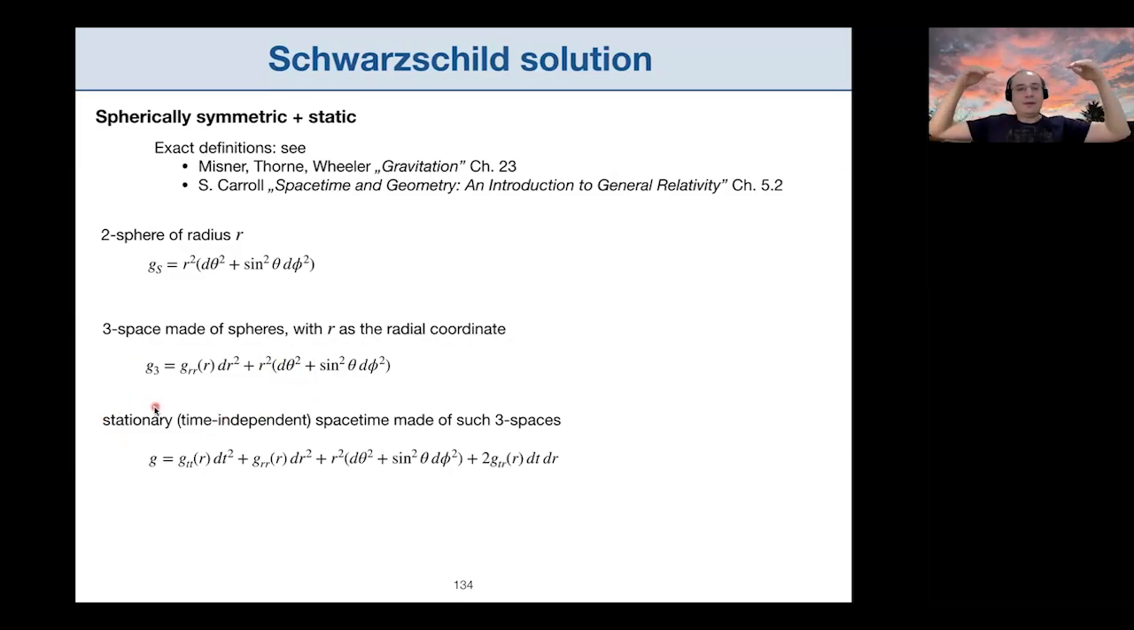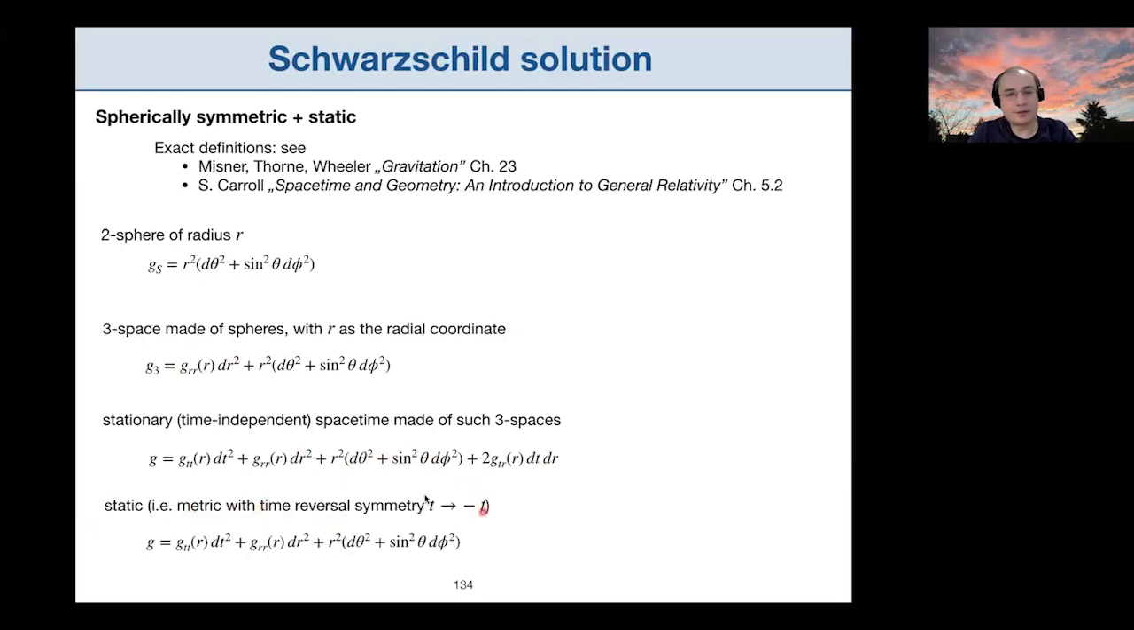And then we want to add the time dimension, assuming that everything is stationary, so there is no time dependence. So we have to assume that there is no time in any of the metric coefficients, but we have to allow for some kind of dt squared with g_tt, which can depend on the radial coordinate r. And in principle, we could have a mixed dt dr type of term as well, but not dt d theta or dt d phi, because that would, again, violate the spherical symmetry assumption.